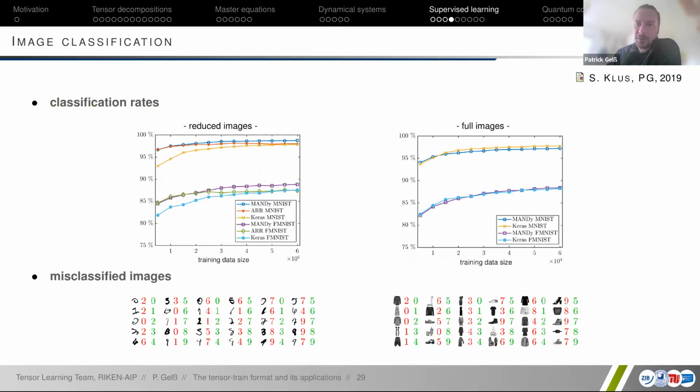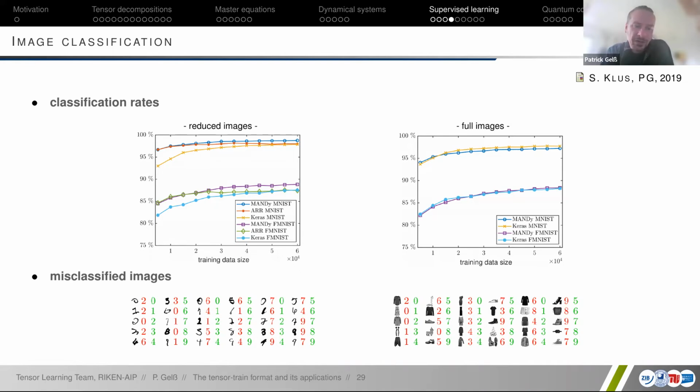So now let's come to the results. We took the MNIST data set. We considered reduced images and full images, just to get a more feasible set of data points which can be approached by matrix and tensor-based methods.